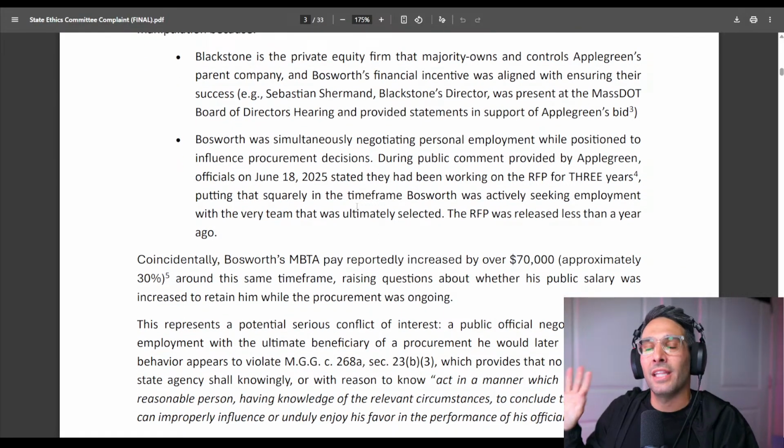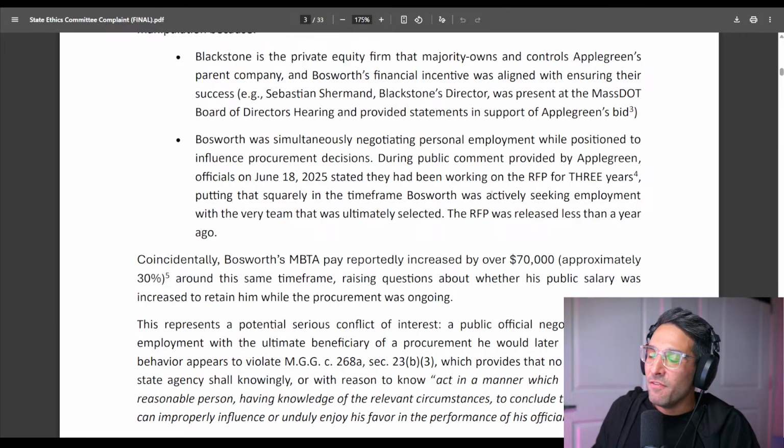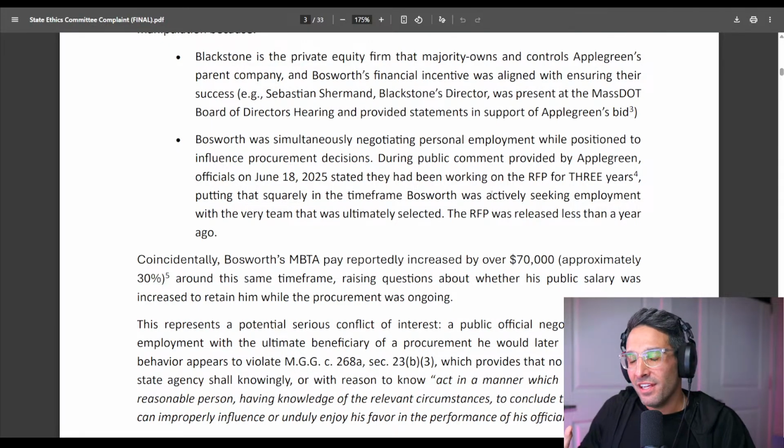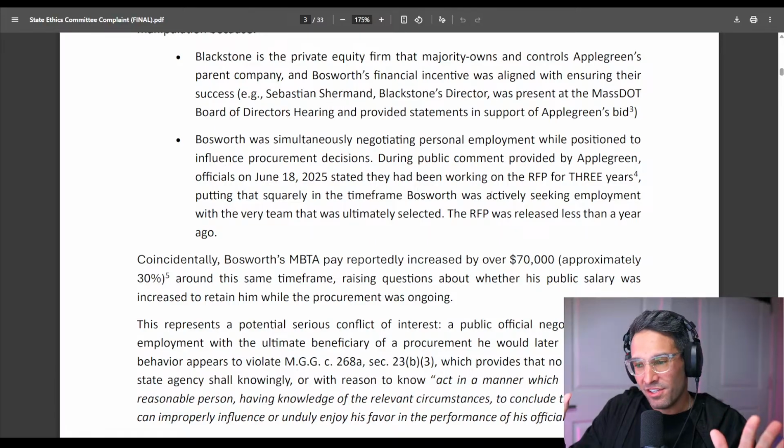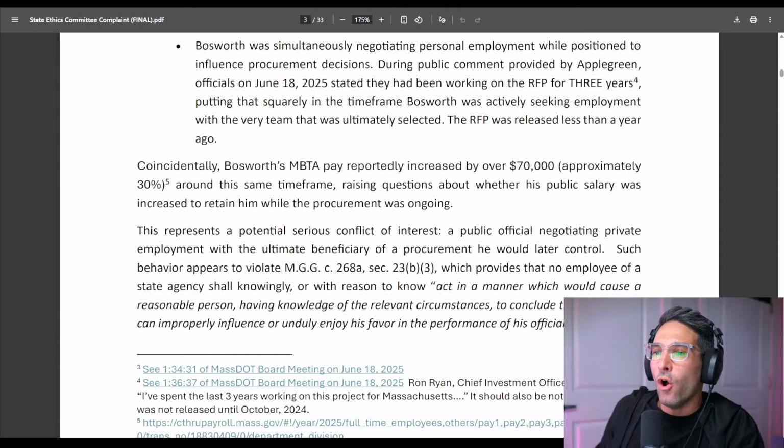Now, again, they are alleging that these things happened, but guess what? If you have so many coincidences, you think to yourself, there's got to be a pattern, right? This represents a potential serious conflict of interest. A public official negotiating private employment with the ultimate beneficiary of procurement he would later control.